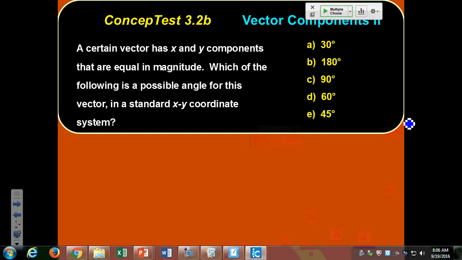Okay, let's draw our coordinate system. Our coordinate system looks like this. If I have equal x and y components, it means my x component is here, my y component is here, they're equal. That means that this is an equilateral right triangle, so that this angle has to be 45 degrees. If both x and y components are the same in magnitude, then the angle has to be 45 degrees. Or it can also be some other angles. What would be the other angles it could be?